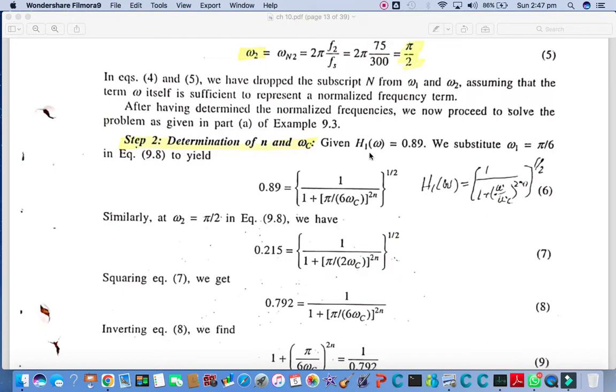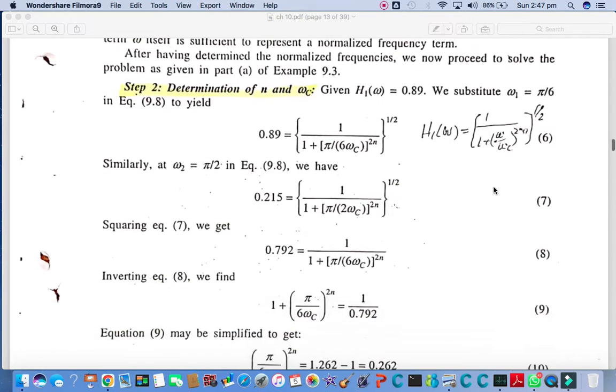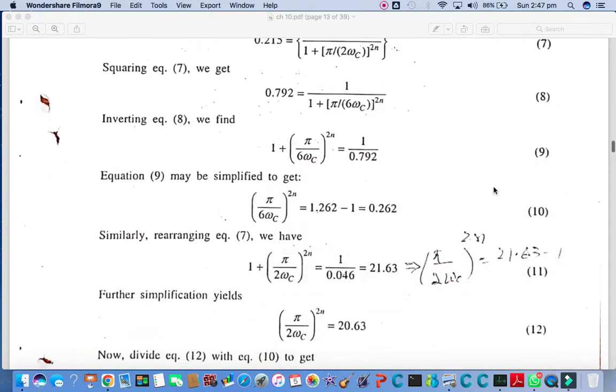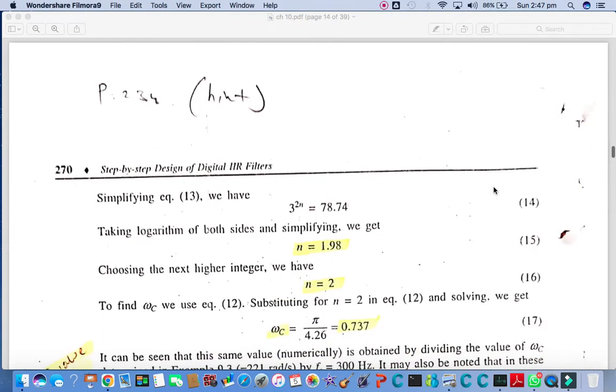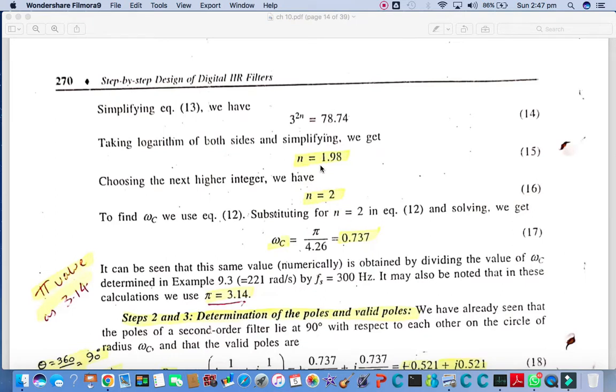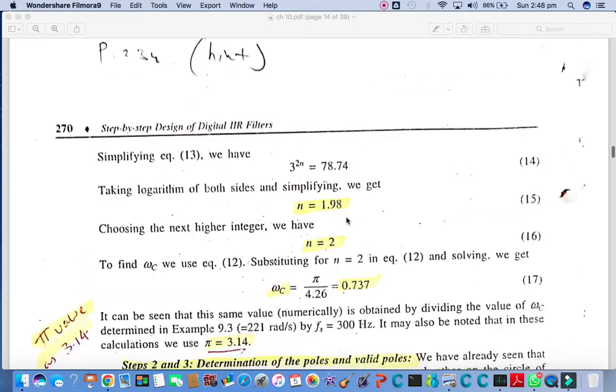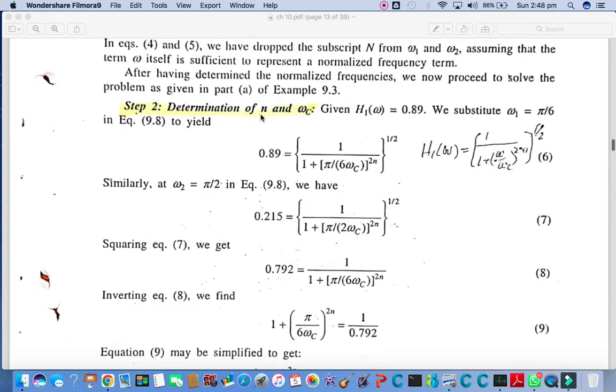So we are putting H1W and W1 once in that formula, and then H2W and W2 another time in this formula. So we have two kinds of equations and we are simultaneously solving those two equations, and we are getting our unknown values, which are N 1.98 rounded to 2 and WC, which is 0.737. So we have acquired our N and WC.